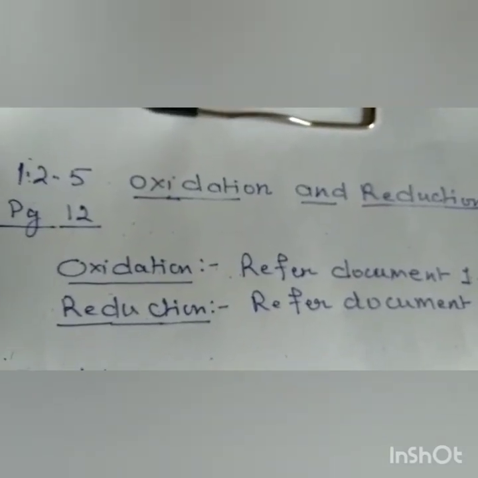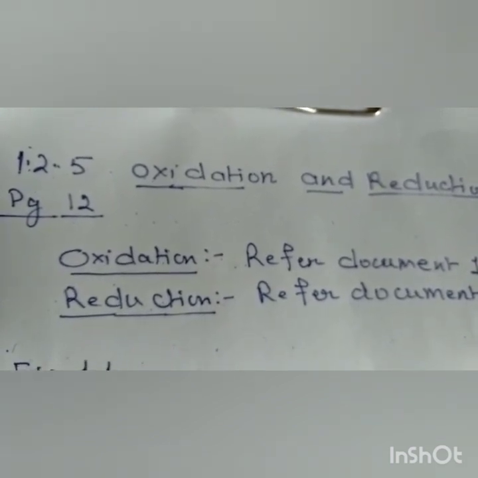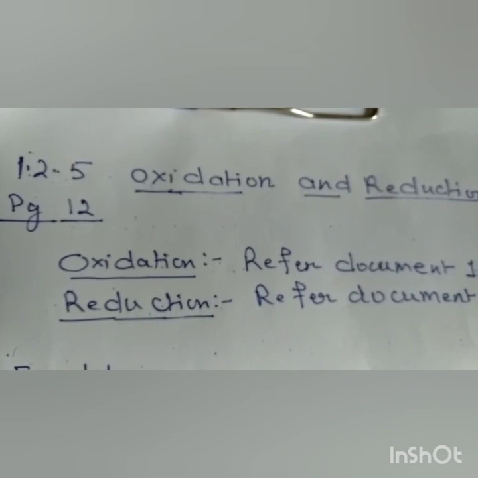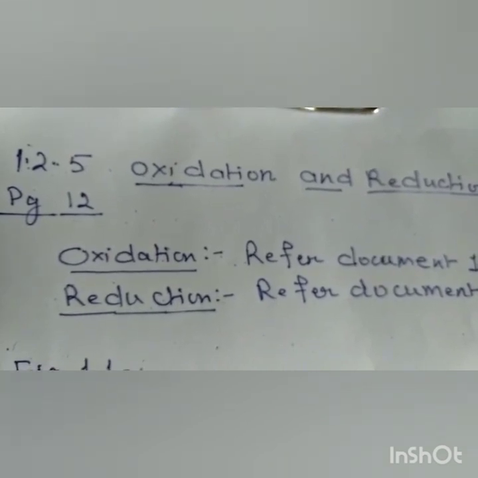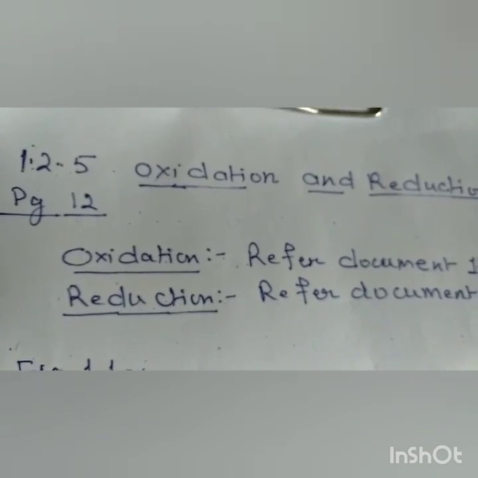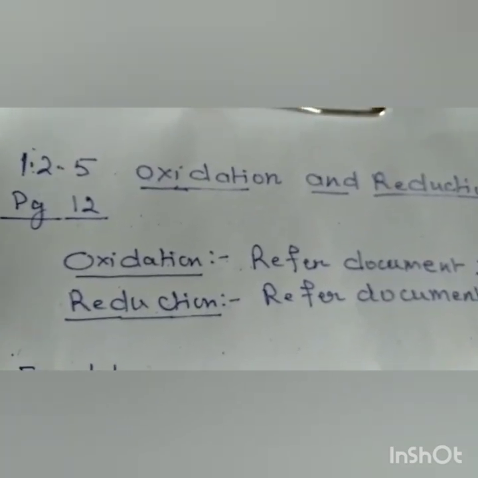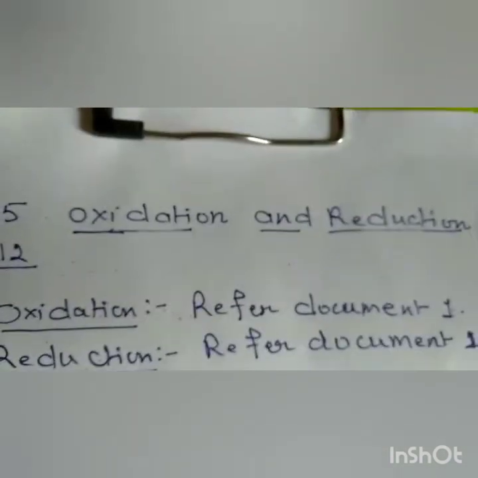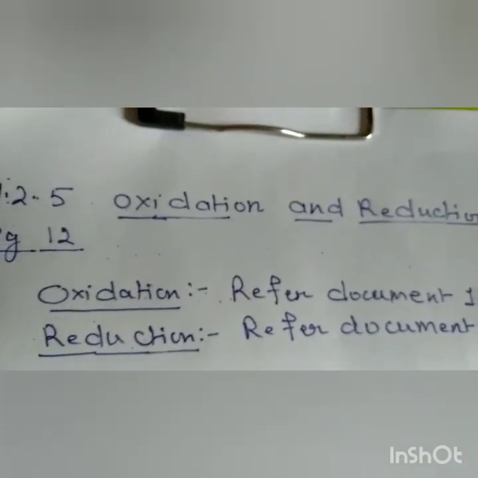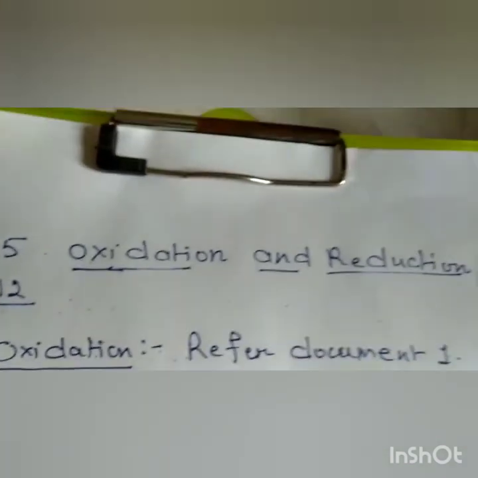Okay, students, we will continue with the previous chapter, that is chemical reactions and equations. In the previous class, we discussed different types of chemical reactions: combination reaction, decomposition reaction, displacement reaction, and double displacement reaction. Today we will discuss oxidation and reduction.